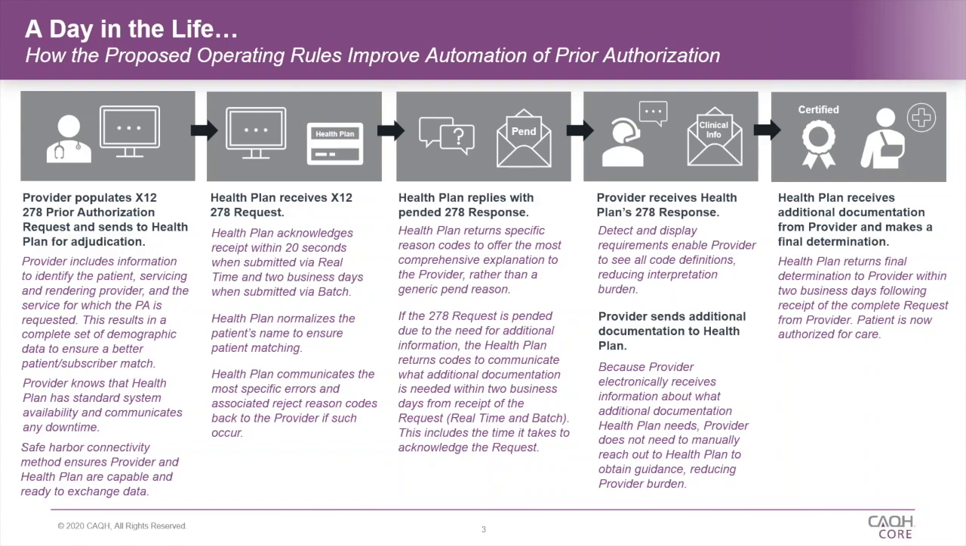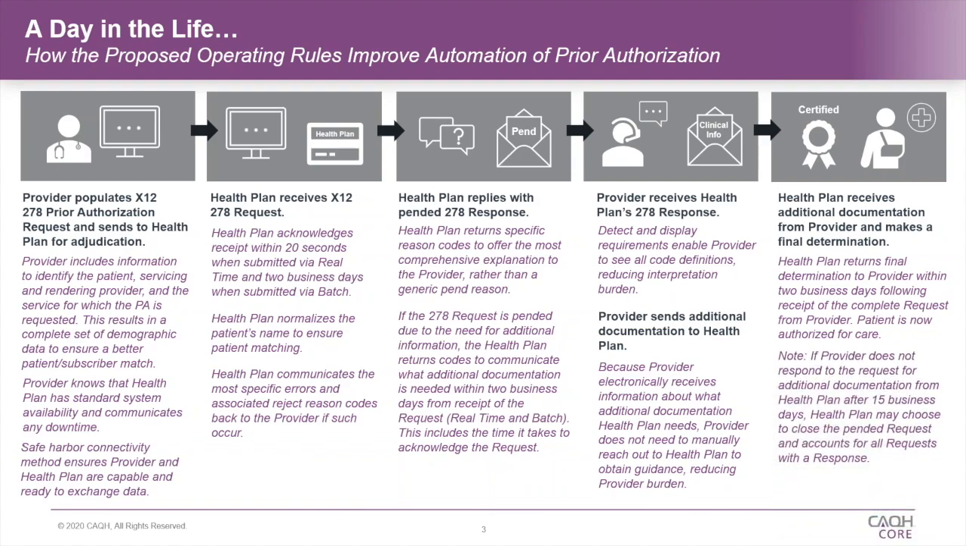And finally, the health plan receives the additional documentation from the provider and has to make a final determination on the prior authorization once they have everything they need to make that decision. They have 2 business days following the receipt of the complete request from the provider, and the patient is now authorized for care.